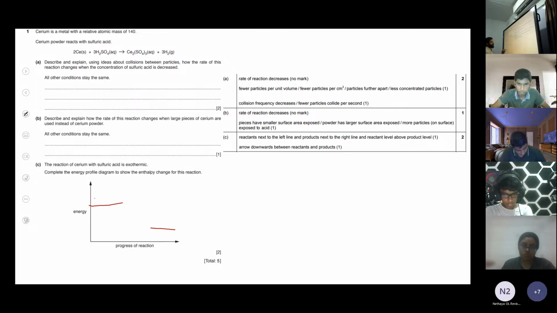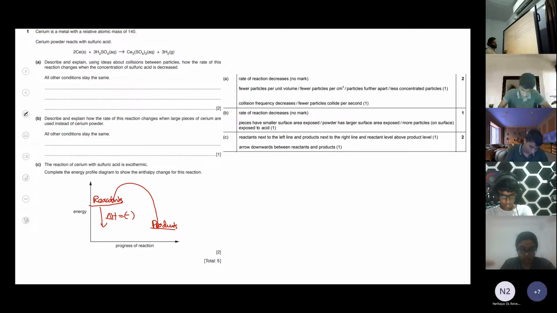You can write here, because there is a lot to write. Therefore, you can just write reactants. You can't just leave it empty. You have to say reactants, products. It is exothermic, so it has to go down. Delta H is minus.